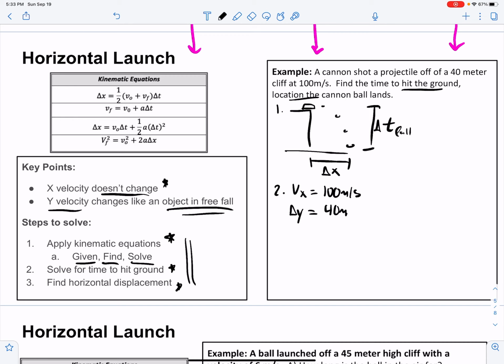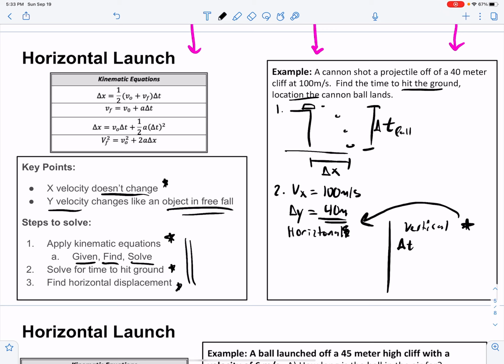Okay. So good practice is to write out the horizontal and vertical and solve them separately, and take the time from the vertical and plug it in over here. So we want to find the delta t that it takes to fall this distance. Well, let's look at our equations.